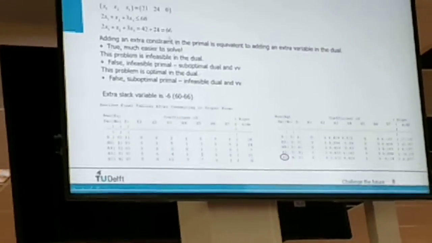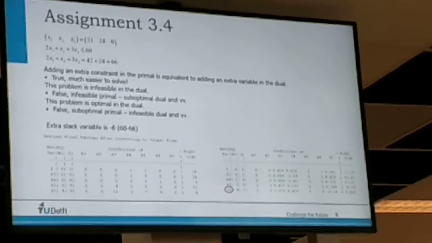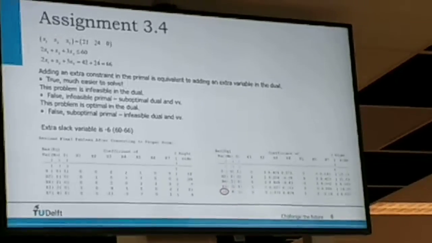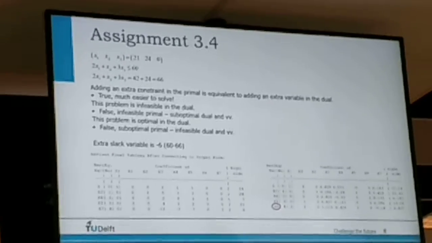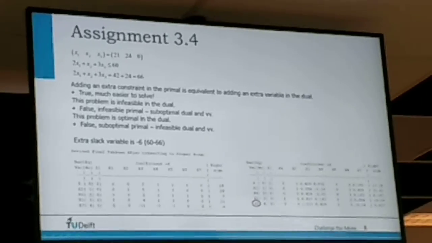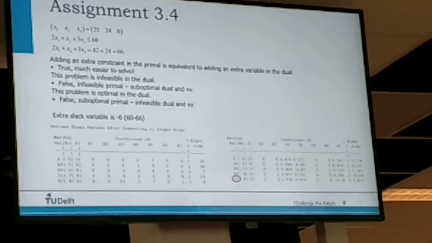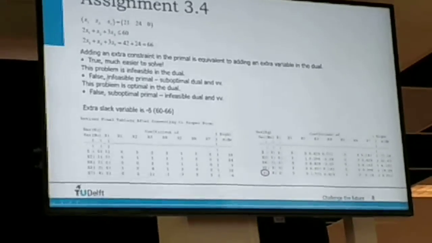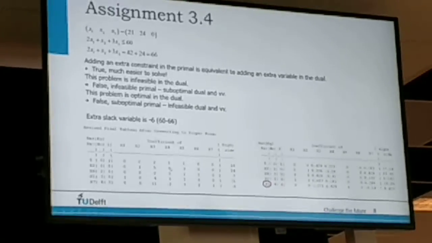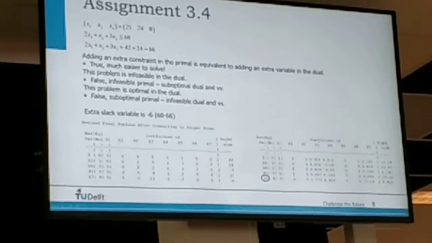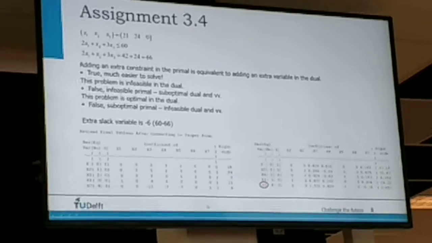Adding an extra constraint in the primal is equivalent to adding an extra variable in the dual. So we can also look at the dual and see what happens if we add an extra variable there. It's much easier to solve. Because it's infeasible in the primal, it's suboptimal in the dual, but it's still feasible in the dual. So both of these statements are false. If we revise the final tableau for the primal problem and add a slack variable, we see that our slack variable has a value of -6. So that indeed means it's infeasible.